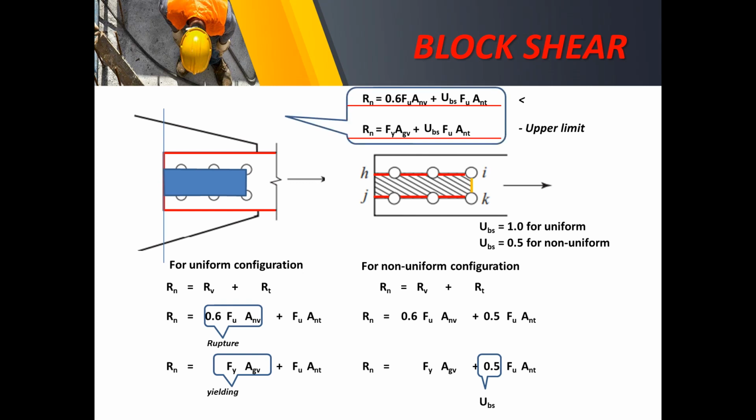Now this equation is actually intended for English units. So what will be the difference to that of the SI units? Here we use the same equation, only that we change the factor 0.6 to 0.3. And this will be for SI units.